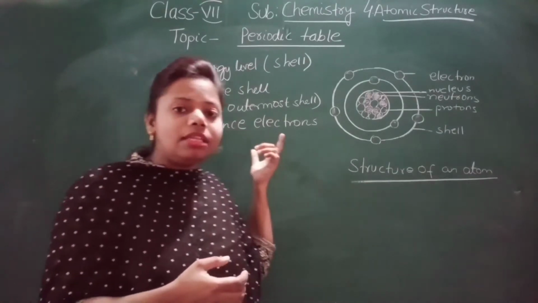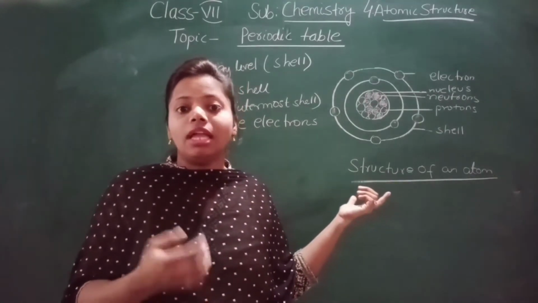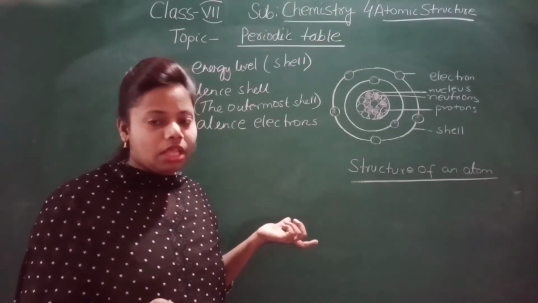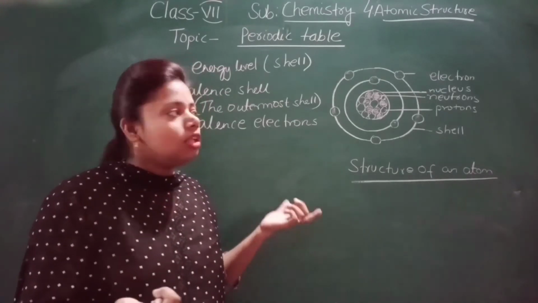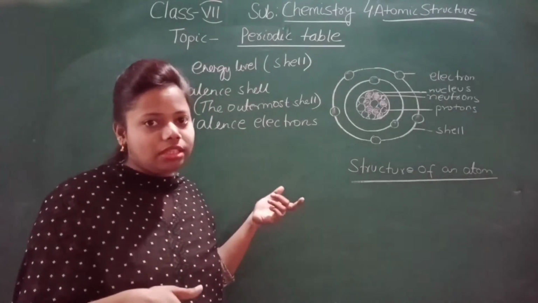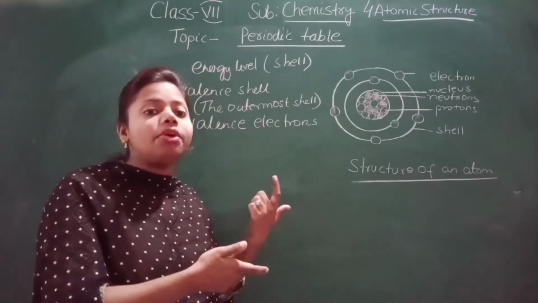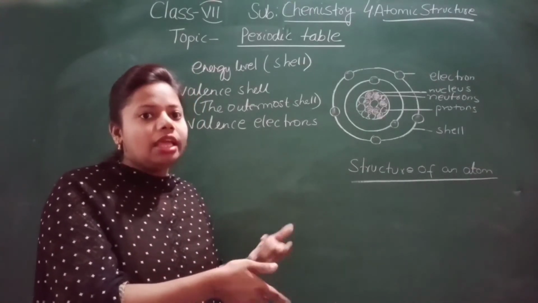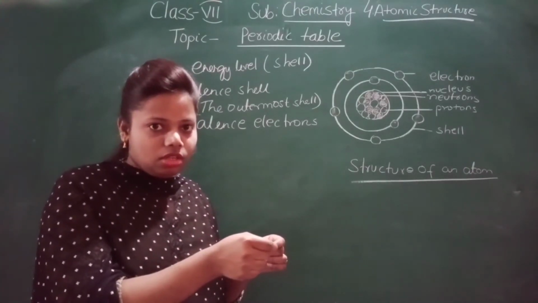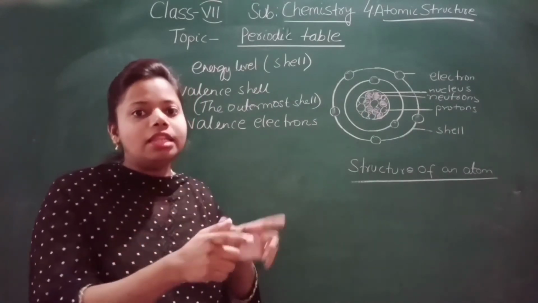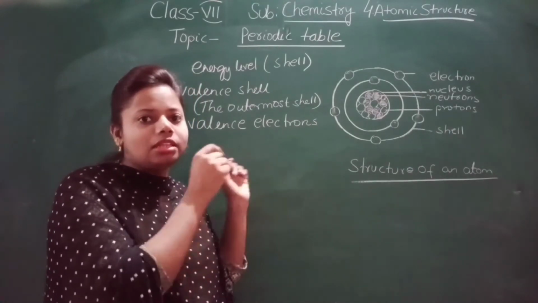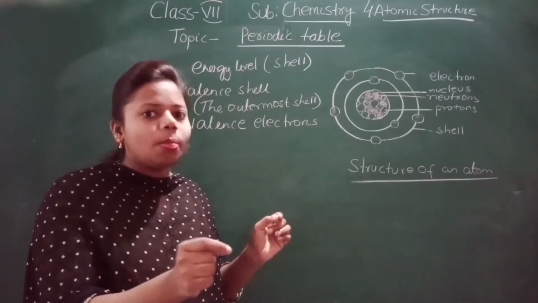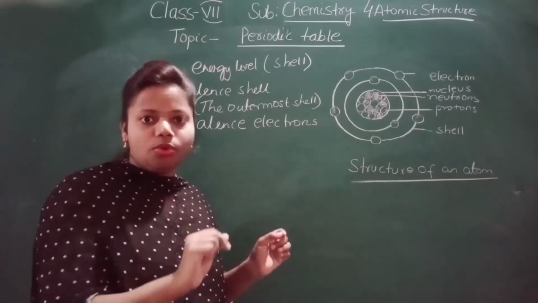And with the help of these valence electrons, we can also know the valency of an element. So how to know the valency with the help of valence electrons is that it depends upon the number of electrons present in the valence cell, in the outermost cell. If the number of valence electrons in the outermost cell is less than 4 or equal to 4, then that will become the valency of that particular element.